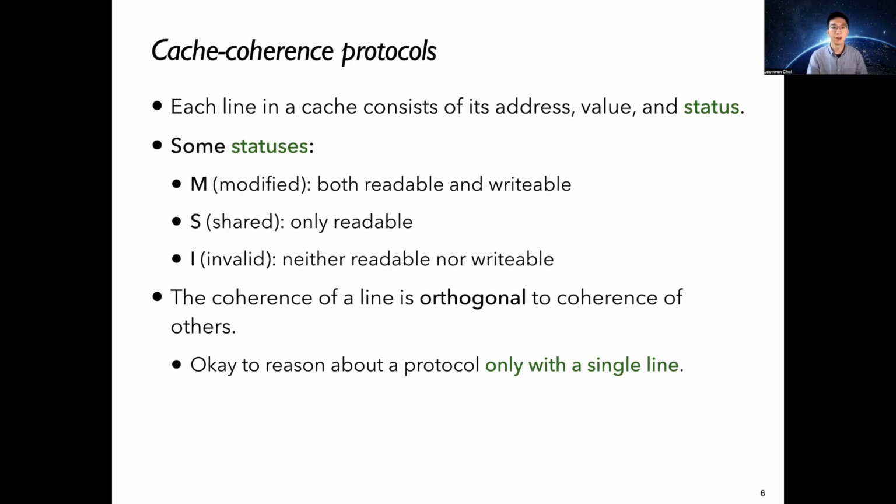An important fact in designing a cache coherence protocol is that the coherence of a line is independent of the coherence of others. It means that, in terms of correctness, it is fine to reason about the correctness for a single line first, and later naturally extend it for multiple lines.